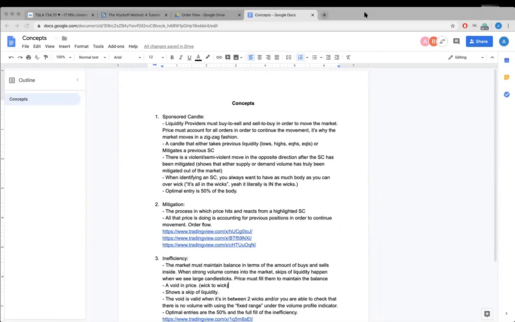So, before you even think, where's the market going to go? 1, do you have your rules set? 2, do you understand your rules? 3, are you able to apply your rules? So, just think about that.